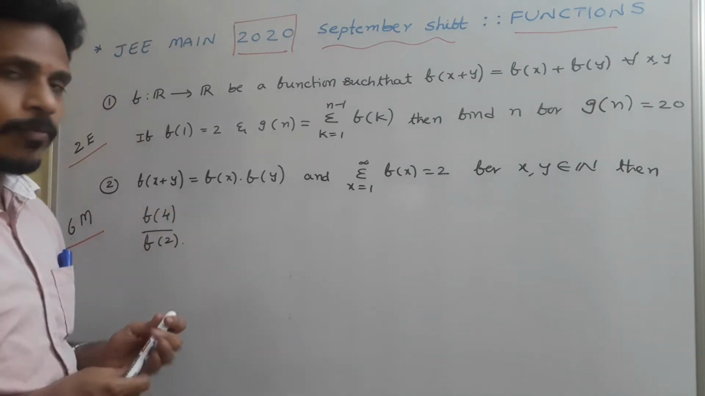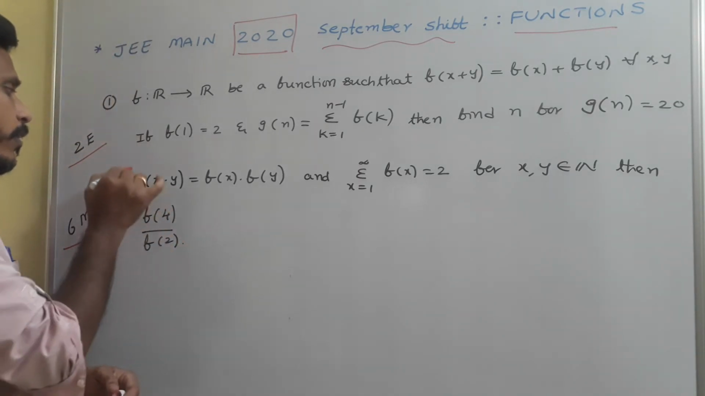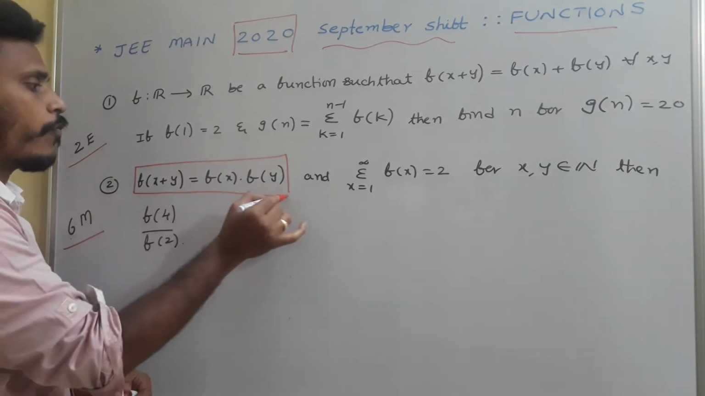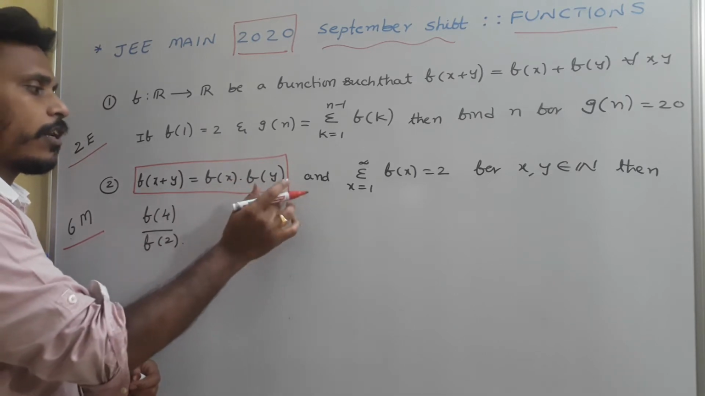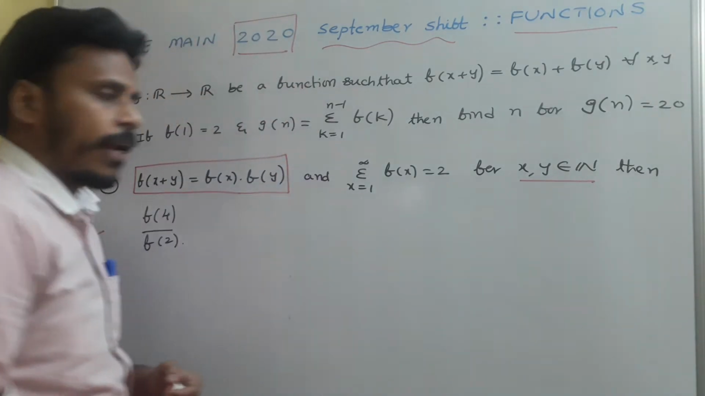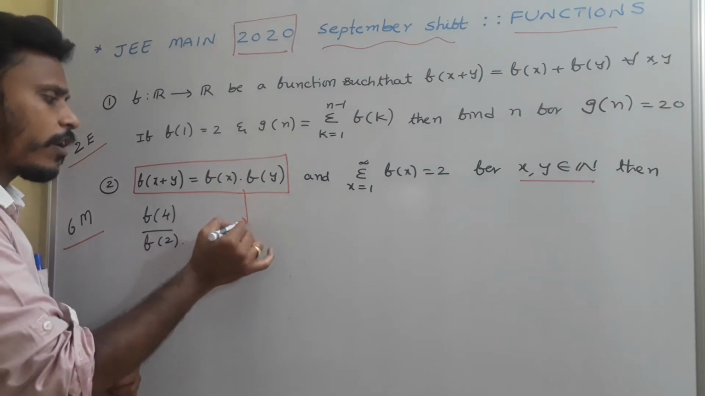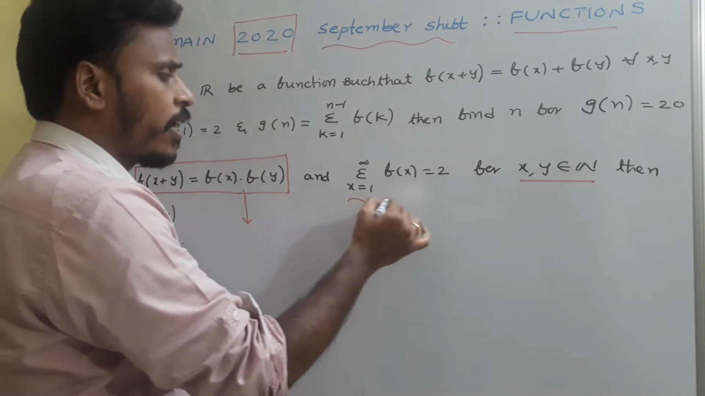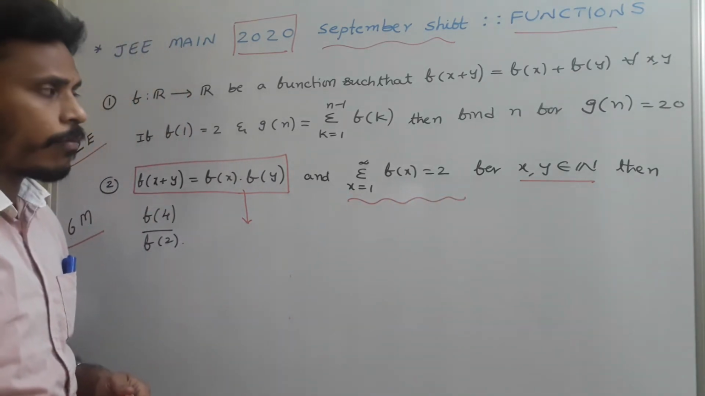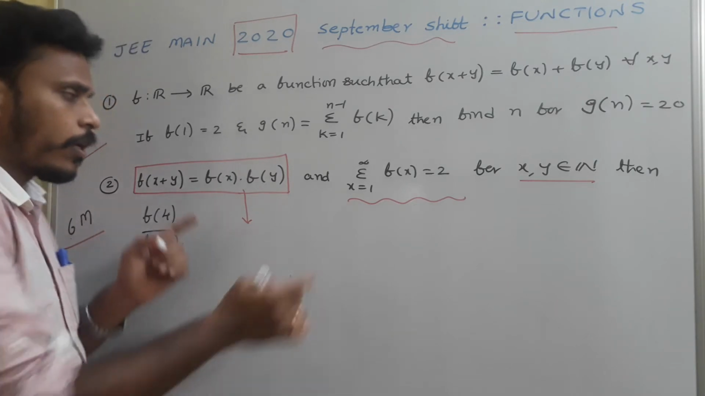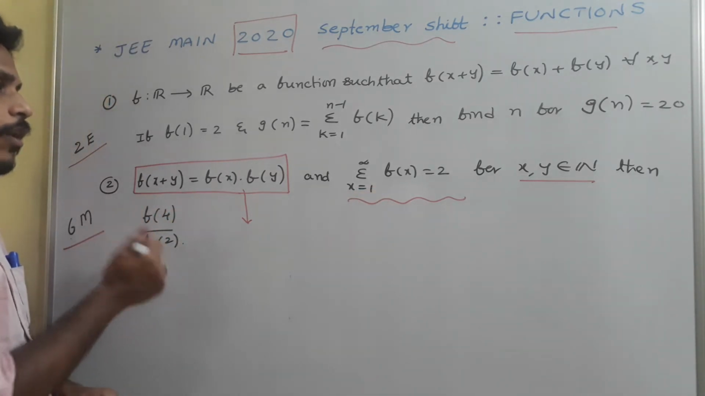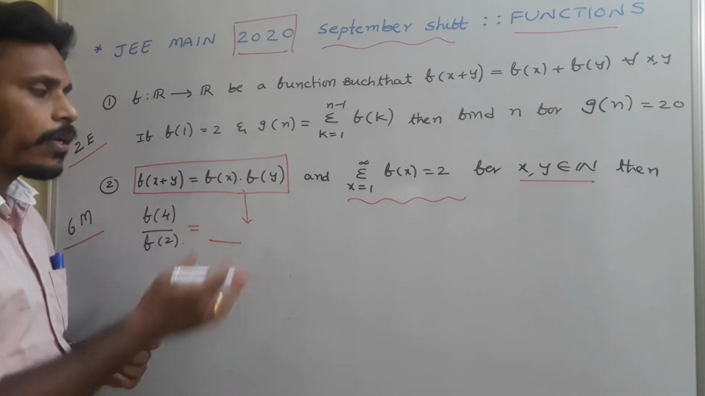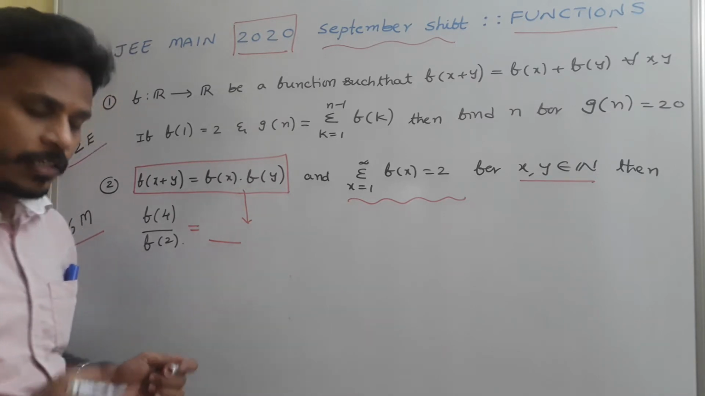First of all, look at the second problem. See, for the second problem, the given functional relation is f of x plus y is equals to f of x into f of y, and they mentioned that x, y are naturals. With this given functional relation, there is another additional condition also mentioned. Sigma x running from 1 to infinity, f of x is 2. So with these two, we are going to calculate the value of f of 4 by f of 2. That's our task. For the space concern, I am not mentioning the options here.